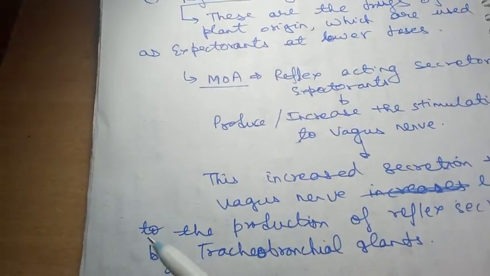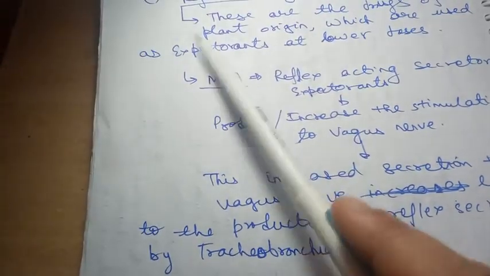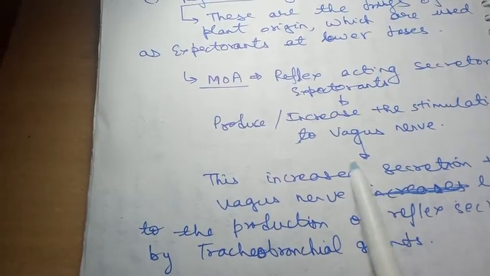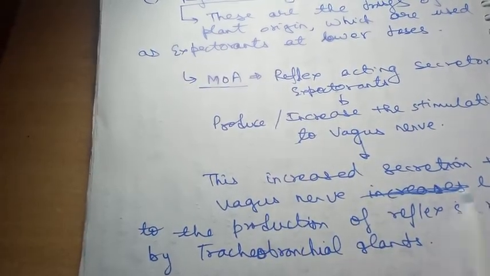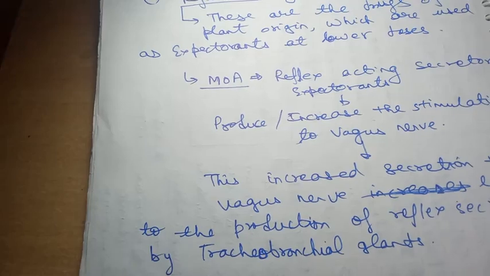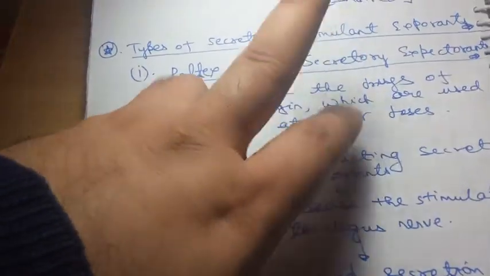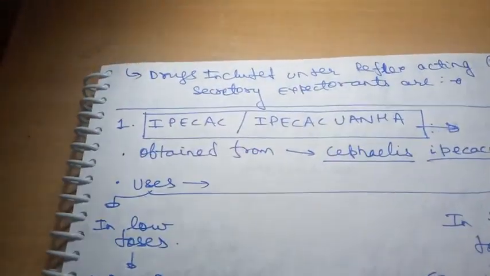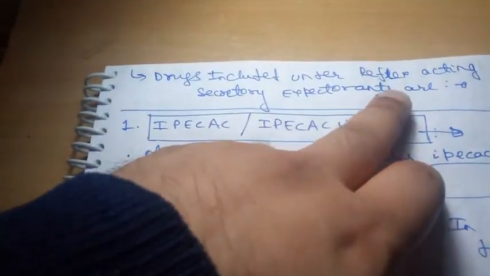Now the mechanism of action of reflex acting expectorants. The reflex acting secretory expectorants increase the stimulation to the vagus nerve. This increased stimulation of the vagus nerve leads to the production of reflex secretion by the tracheobronchial glands. So when the gastropulmonary vagal reflex is activated, it increases the secretion of the tracheobronchial glands. This is the mechanism of reflex acting secretory expectorants. Now we will discuss the drugs under reflex acting secretory expectorants.